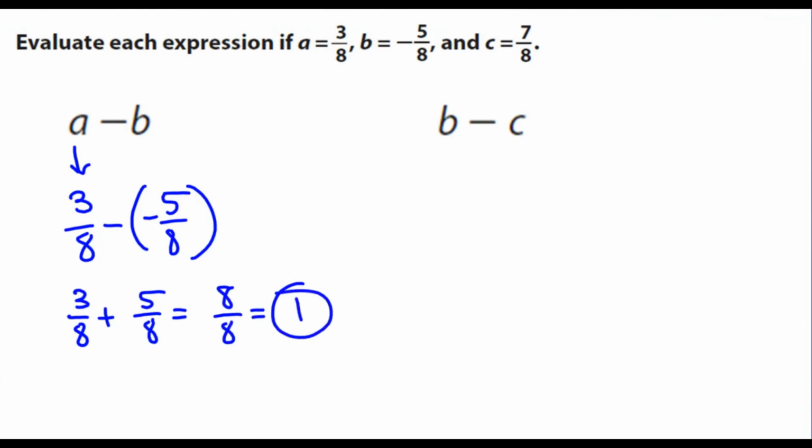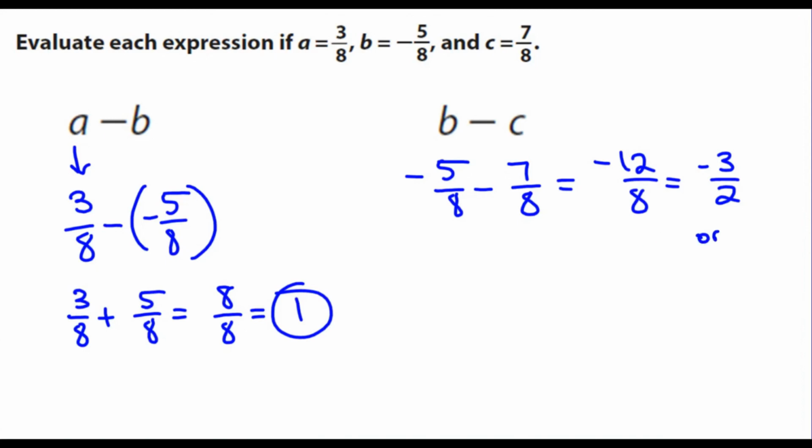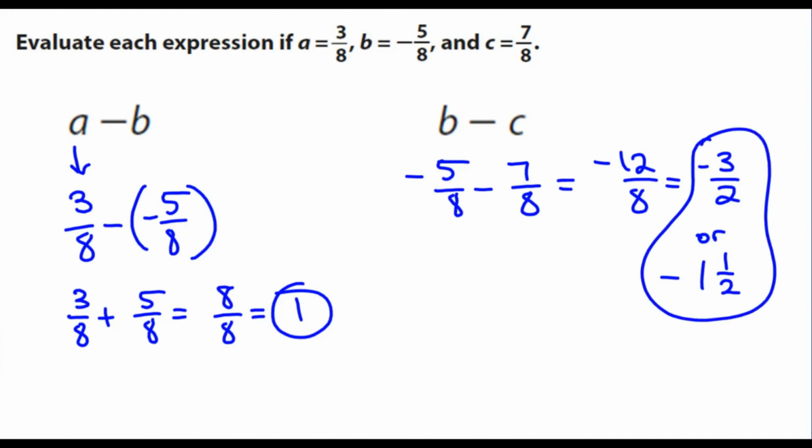And there's my answer. And then b minus c, I have negative 5/8 minus 7/8, or negative 5/8 plus a negative 7/8. I could think of it that way. And that's going to give me, either way, negative 12/8, which is negative 3/2, or in mixed number form, negative 1 and 1/2. So adding and subtracting like fractions, pretty straightforward.